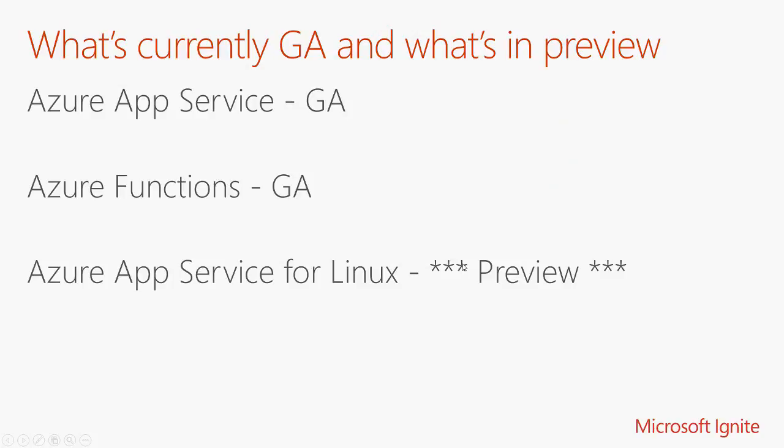Cool, excellent. So what's currently GA and what's not? So today I'll be going through Azure App Service, the GA version. I'm going to be going through Azure Functions, which is also generally available. That's what I mean when we say GA. And we'll be looking at the Azure App Service preview for Linux. So we'll touch on that a little bit as well, but that's in preview. Just wanted to call that out specifically.